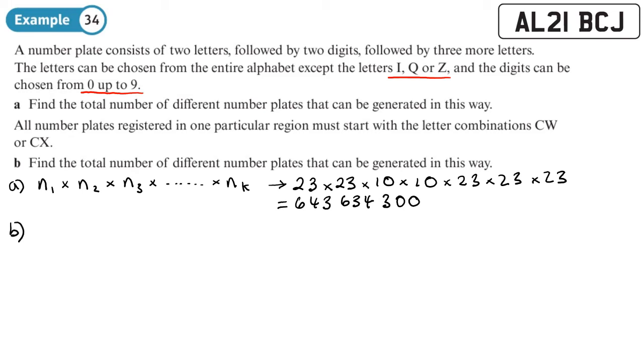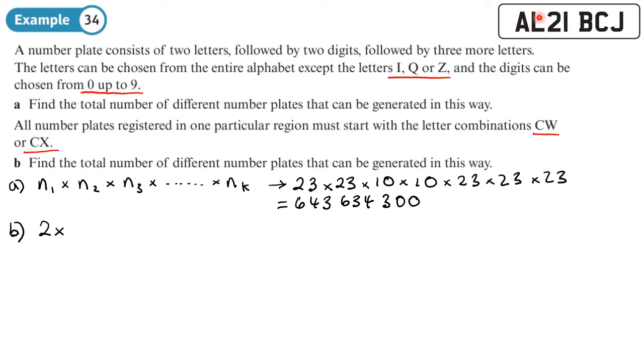Okay, part B. Now part B says that all the number plates generated in one particular region must start with the letter combinations C, W, or CX. We want to find the total number of different ways number plates can be generated in this way. Now this changes the first part of the number plate. Instead of having 23 choices for this and 23 choices for this, for the whole first section of the number plate, we only have 2 choices.